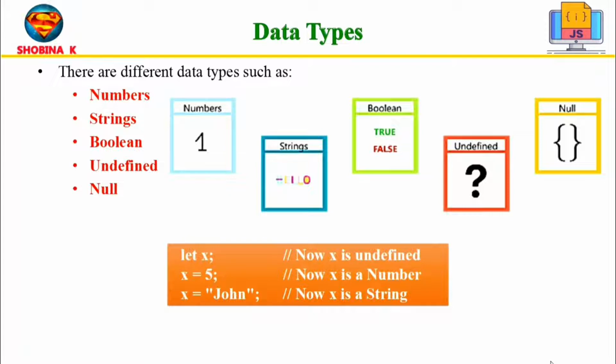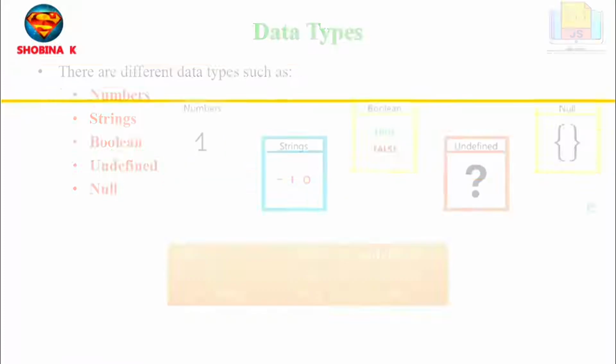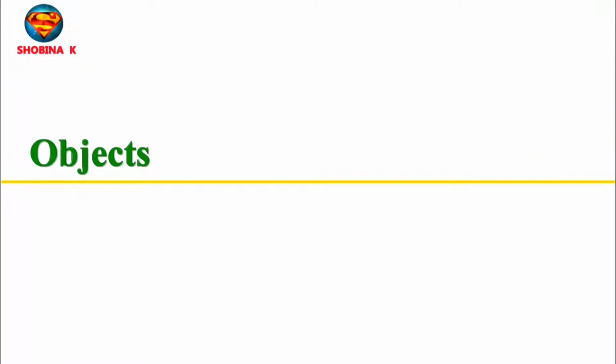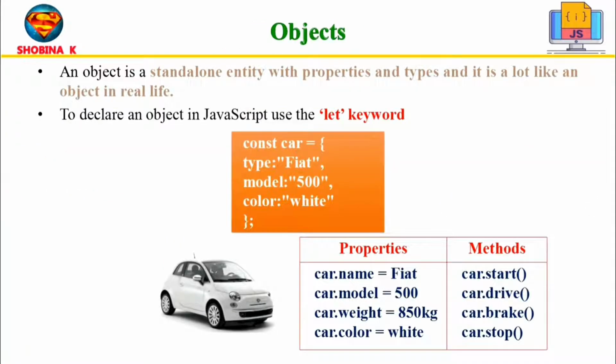JavaScript is a dynamically typed language. That is, it has dynamic types, which means that the same variable can be used to hold different data types. Object is one of the non-primitive data types in JavaScript. Objects are variables too, but they can contain many values.